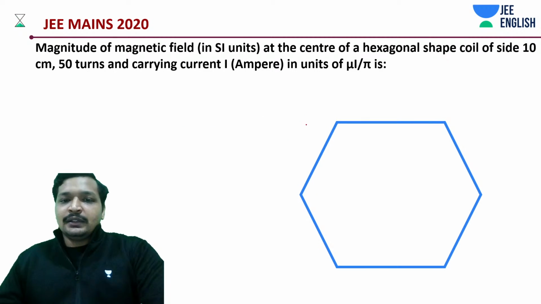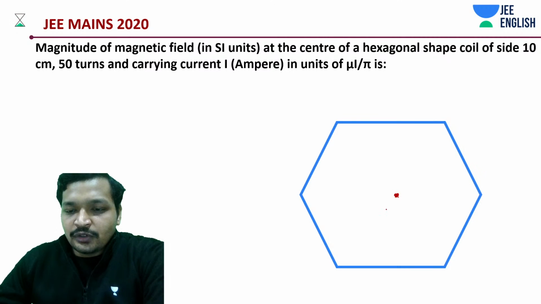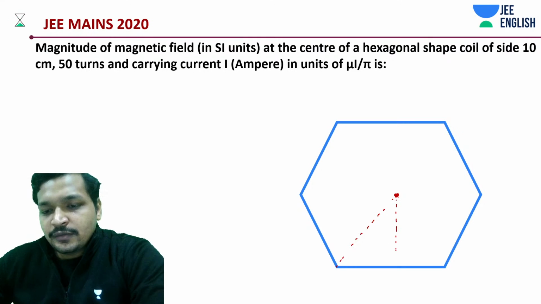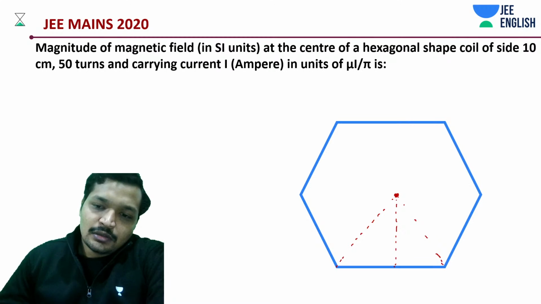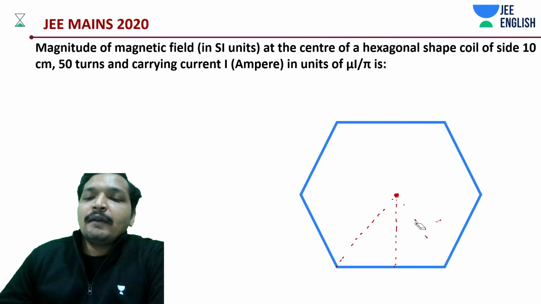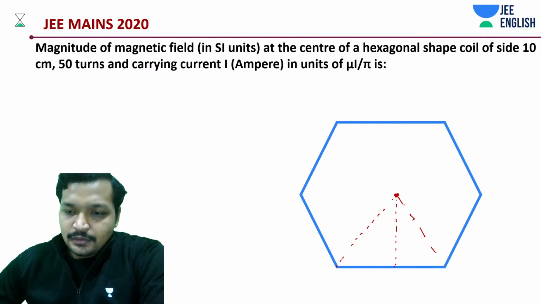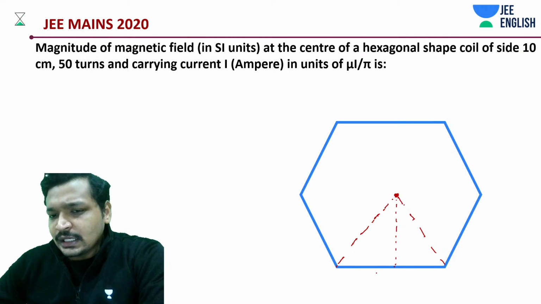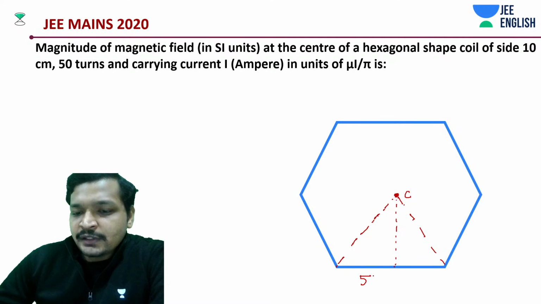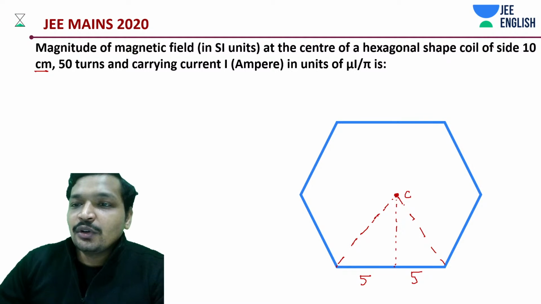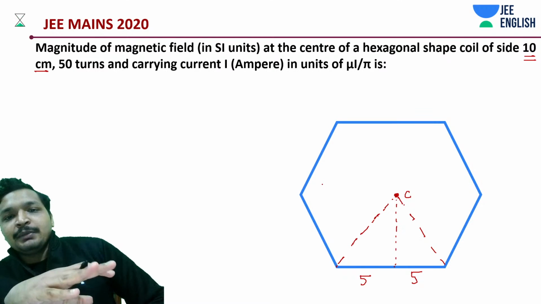Each side is 10 centimeters, and it's a hexagon. We are supposed to find the field at the center of the hexagon. First of all, let's draw this. We are first calculating for one side. This side is 10 centimeters, and if I drop a line from the center of a regular hexagon, it's going to bisect this line. So this is going to be 5 centimeter, and this is going to be 5 centimeter. It's 5 centimeter, not 5 meters. Do not forget that we have to ultimately get the answer in meters, because everything is in SI units.